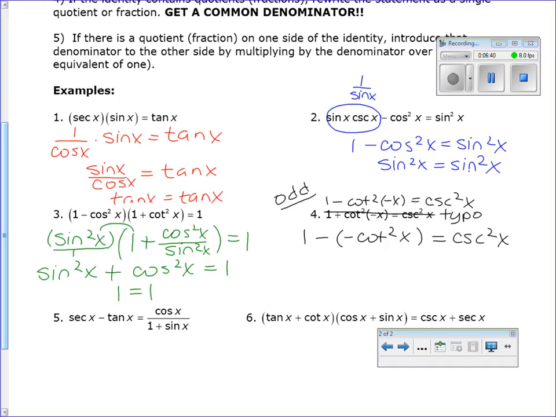And I've got 1 minus a negative. Well, that's 1 plus cotangent squared x, and that is a Pythagorean identity. All right, all these seem pretty simple, and so far they have been. Now let's look at some more interesting problems.